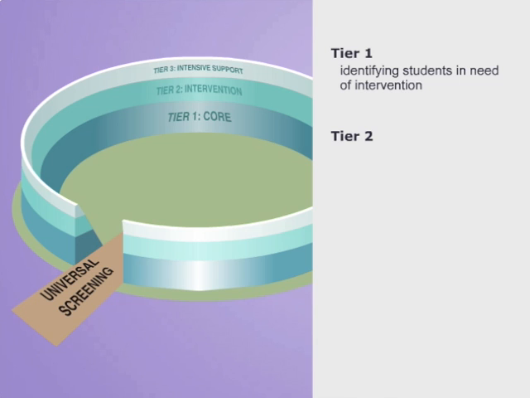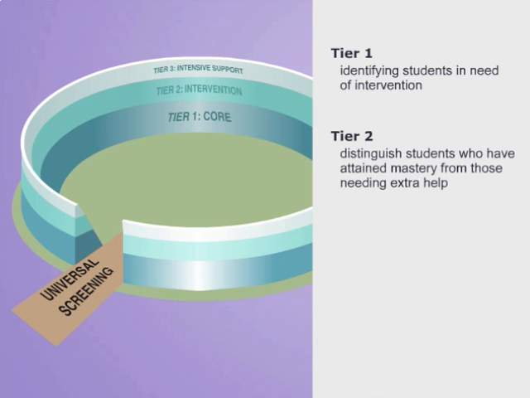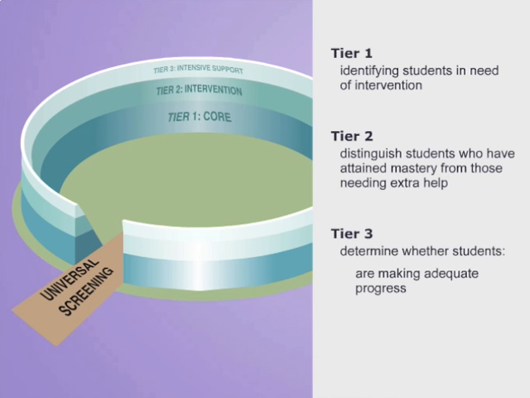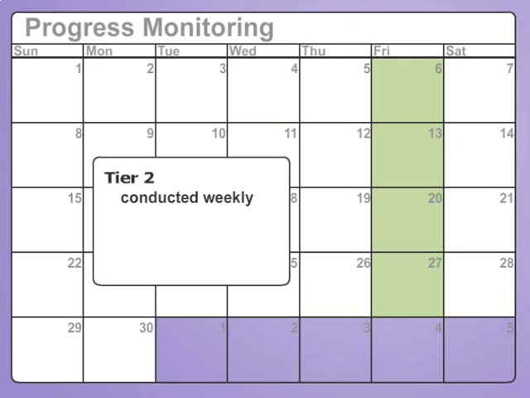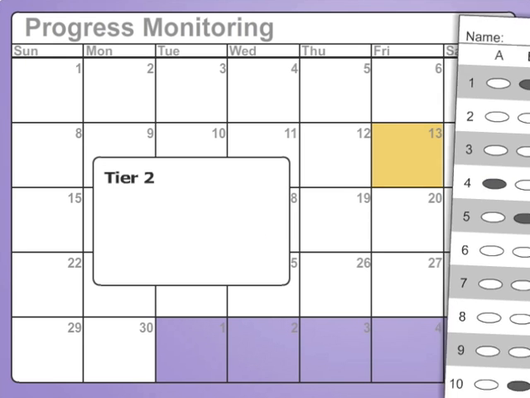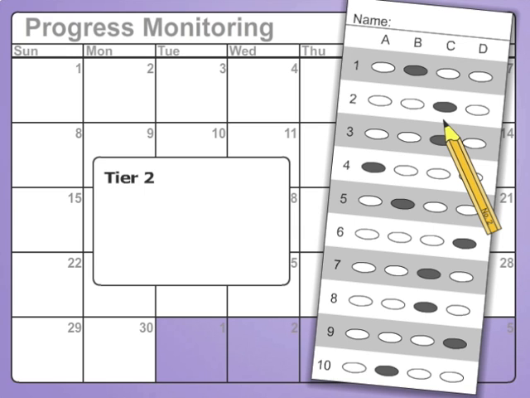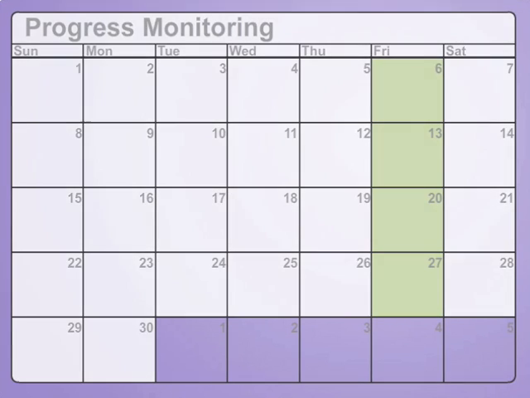In Tier 2, progress monitoring helps to distinguish those students who have mastered important benchmark skills from those who continue to require extra help. In Tier 3, regular monitoring is critical for determining whether students are making adequate progress, are ready to be moved into less intensive intervention groups, or need further evaluation. Progress monitoring in Tier 2 should be conducted weekly if possible, and no less than once a month. Schools will find that many Tier 2 intervention programs, particularly those that are off the shelf, contain weekly mastery tests that are useful for monitoring progress.